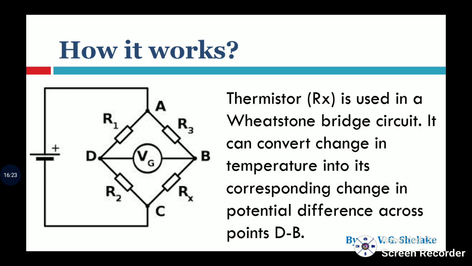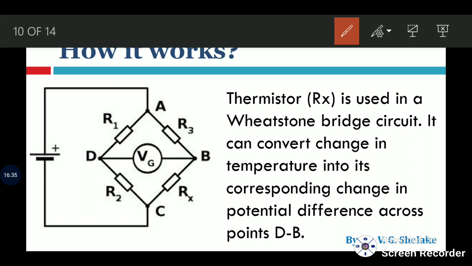This is a simple circuit showing how the bridge is balanced. If we observe this circuit, this is also called the temperature compensation circuit, in which the unknown resistor Rx is nothing but the thermistor whose resistance value depends on the temperature. This R1, R2, R3 are the fixed values, and this is our voltmeter, which is used to measure the potential difference between the points D and B.